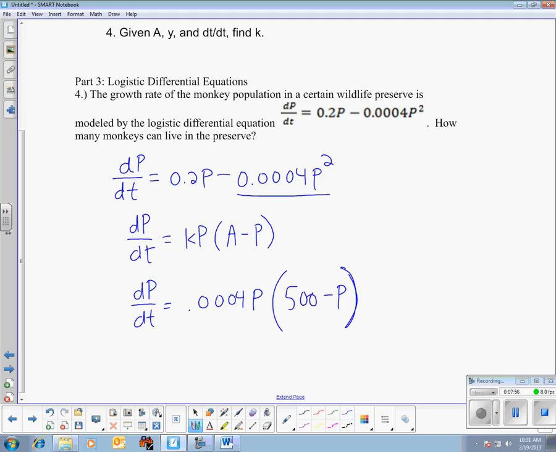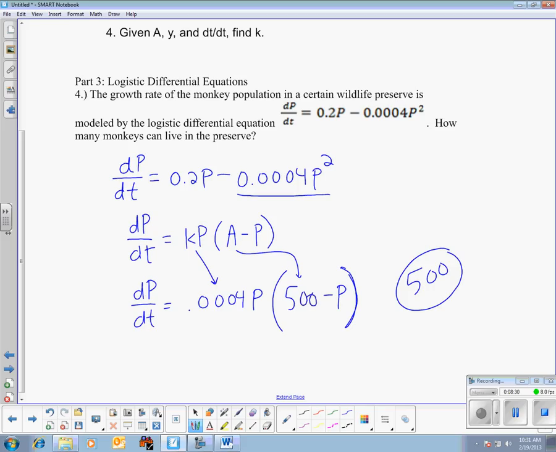All right, and you can double check your work by just distributing that back in to make sure that it works. So my k, 0.0004, that's the constant that makes this equation fit this monkey situation, but it doesn't really have anything to do with the questions. P is the population at a certain time, and A is 500. So how many monkeys can live in the preserve? 500. At what point is the population growing fastest? When there are 250. All right, it's just as easy as that.